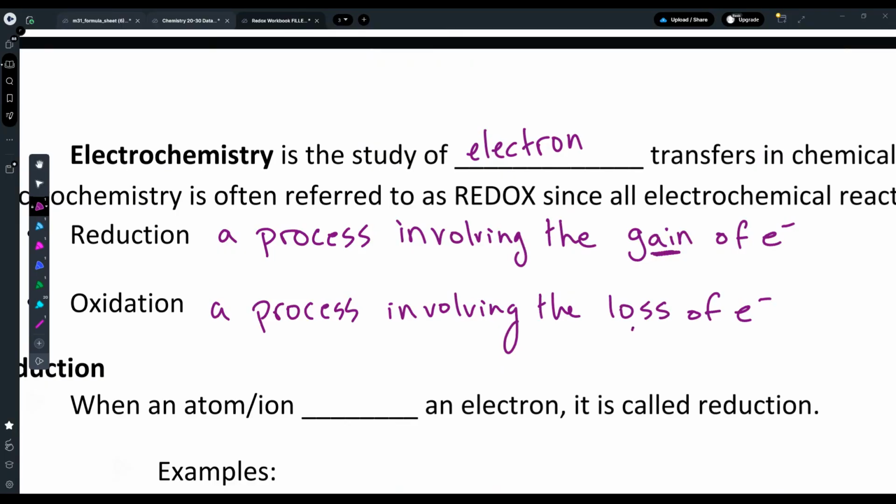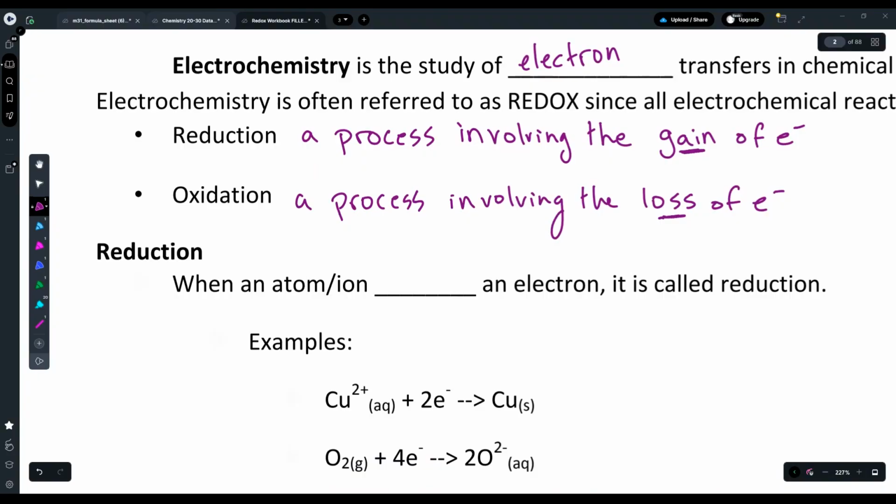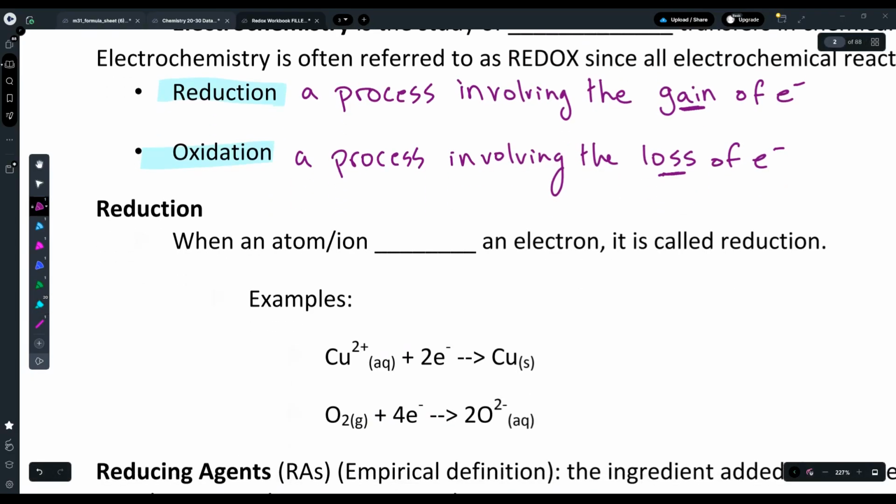Okay, so it's very important that you understand that reduction is where electrons are gained and oxidation is where electrons are going to be lost. So these are two terms that you're going to want to know. Now reduction, as we said, is when an atom or an ion is going to be gaining an electron. That is what we call reduction.